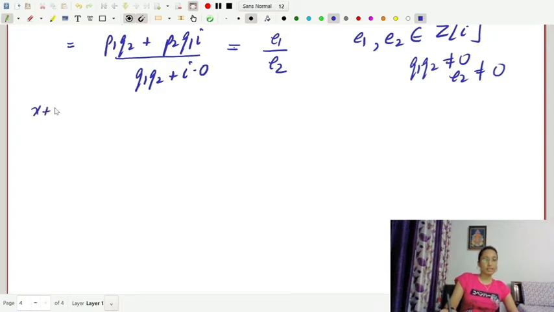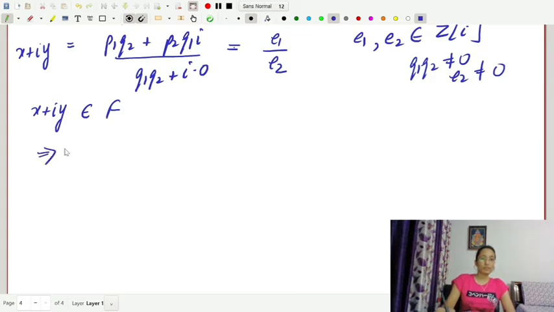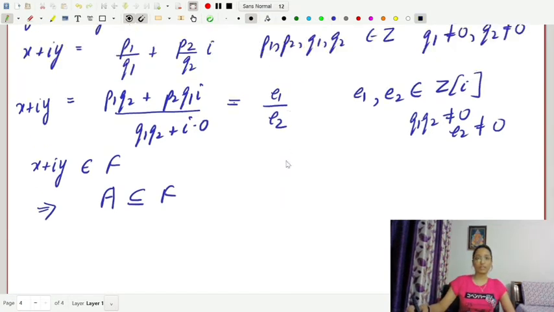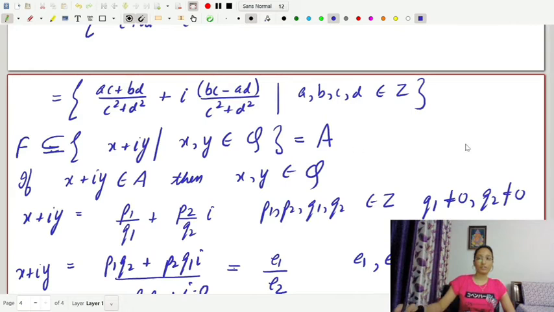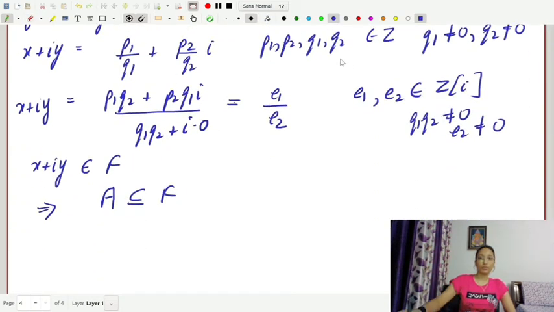Hence, it implies x plus iota y belongs to the field of quotients, because x plus iota y can be written in the form e1 over e2, where e1 and e2 are elements of Gaussian integers and e2 is not equal to 0. Hence A is a subset of F. And from the above condition, we found that F is a subset of A, and therefore we come to the conclusion that A is equal to F.